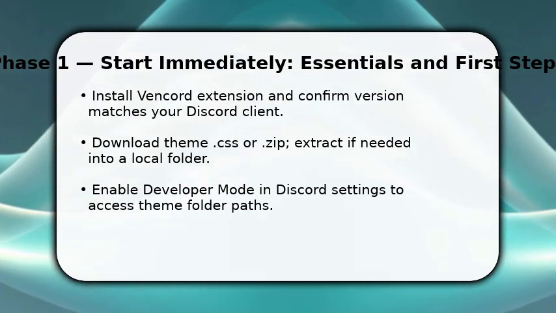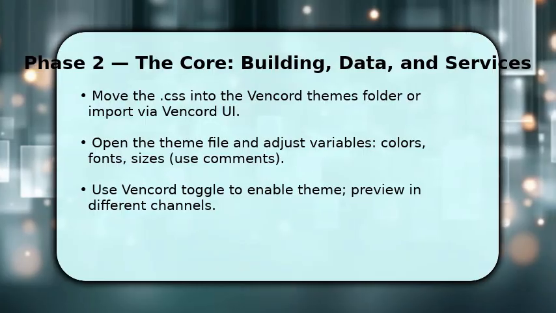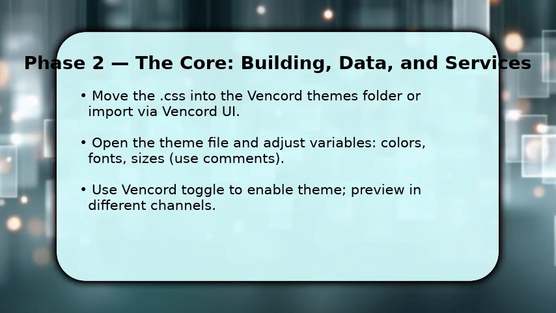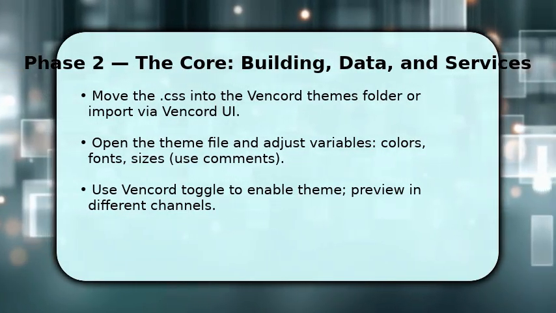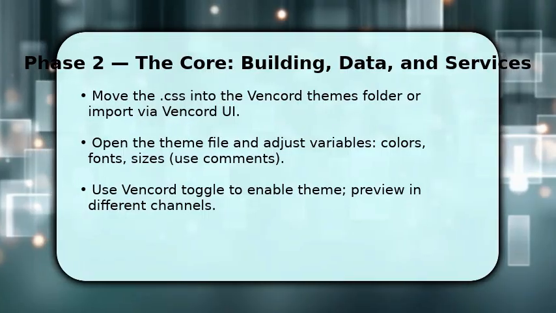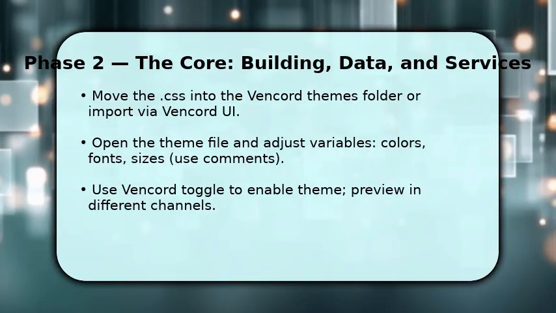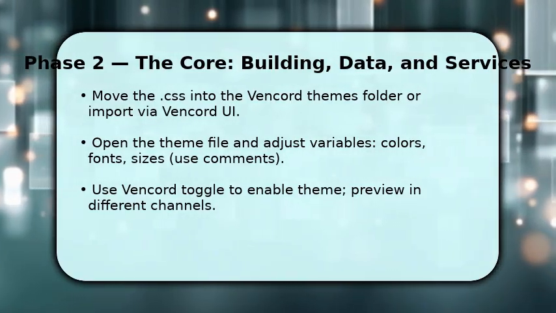You will now install and configure the theme. First, place the CSS in the Vencord themes folder or use Vencord's import option in the Extensions tab. Next, edit theme variables, colors, fonts, spacing, so the theme fits your client. Modify only labeled variables to avoid breaking CSS.